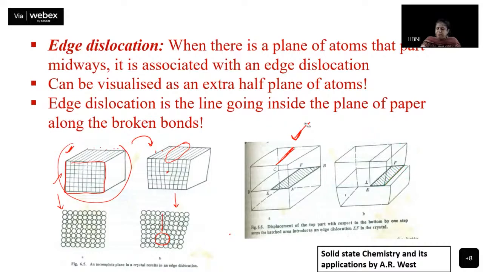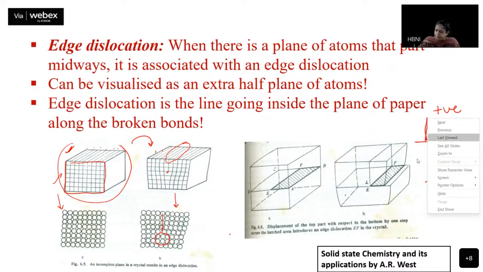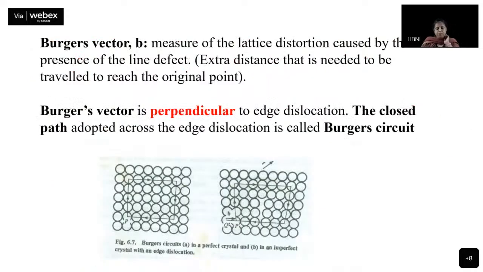I hope it is clear now. I've explained it to you in three ways. Edge dislocation can be represented by either this or this. This is called positive edge dislocation, and this is called negative edge dislocation. What does it represent? This represents that your plane in the crystal started from the top and then it parted midways. This represents that your plane of the crystal started from the bottom and then it parted midways. All right. I hope this is clear.